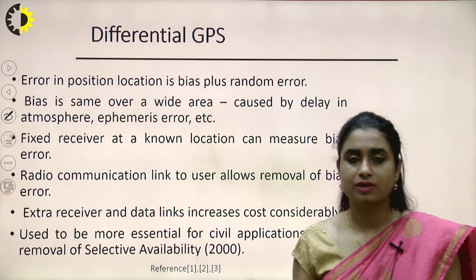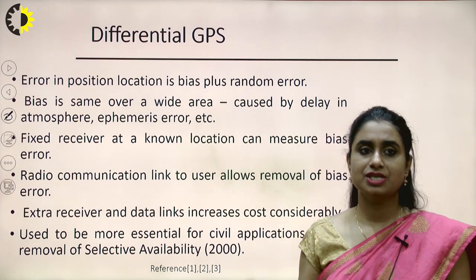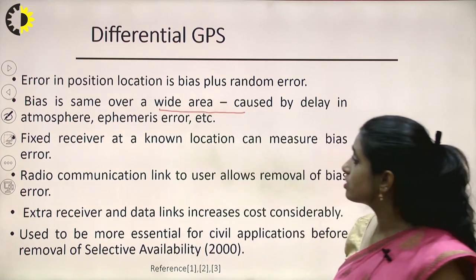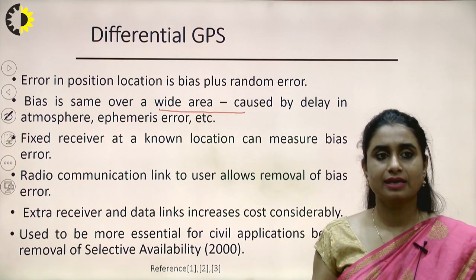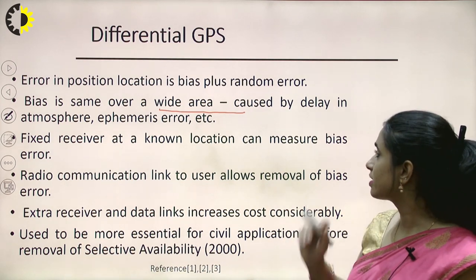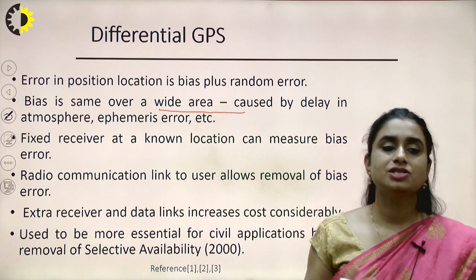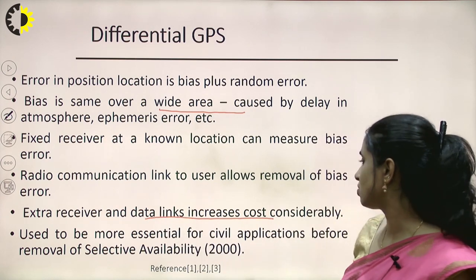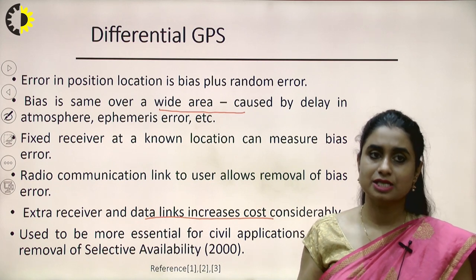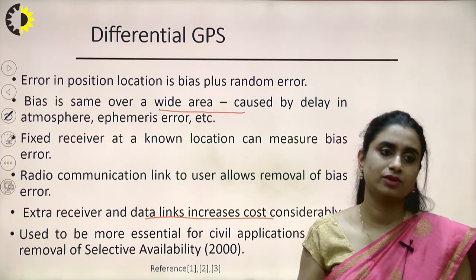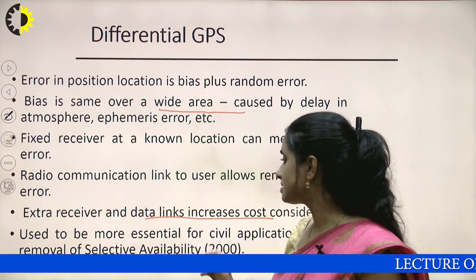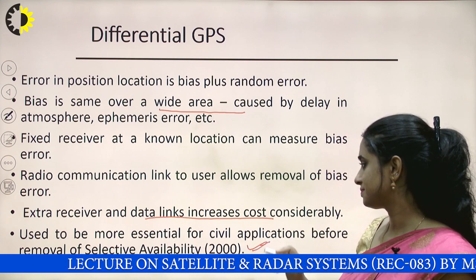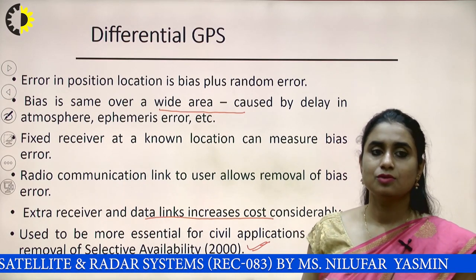Differential GPS is the most studied and most used one. Here, error in position location is bias plus random error. Bias is the same over a wide area. It is caused by delay in the atmosphere, ephemeris error, etc. A fixed receiver at a known location can measure the bias error, and a radio communication link to the user allows removal of the bias error. An extra receiver and data links increase cost considerably. So this is a little expensive, but is considered one of the most accurate kinds of receiver. It used to be more essential for civil applications before the removal of selective availability.